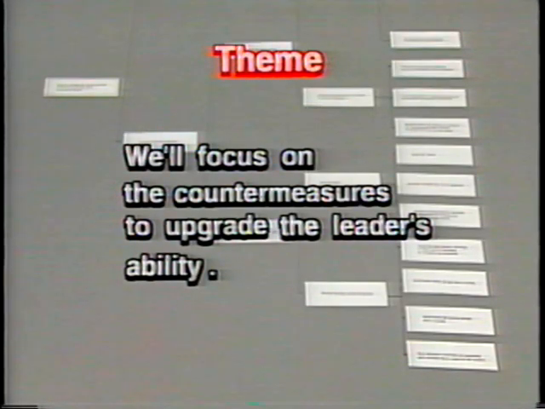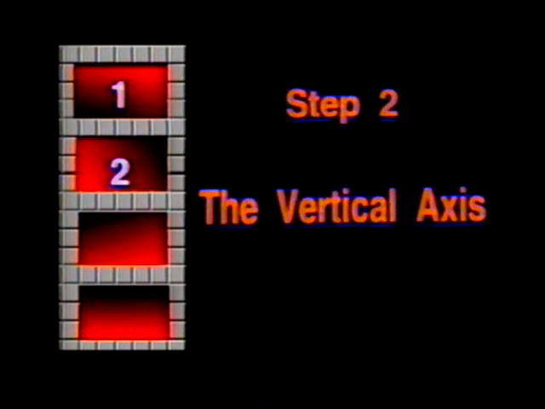First, we have to clarify our objective and decide on a theme. From the tree diagram, let's select this theme. We'll focus on the countermeasures to upgrade the leader's ability. The means we developed in the fourth level strategies of the tree diagram are allocated to the vertical axis of the matrix diagram.